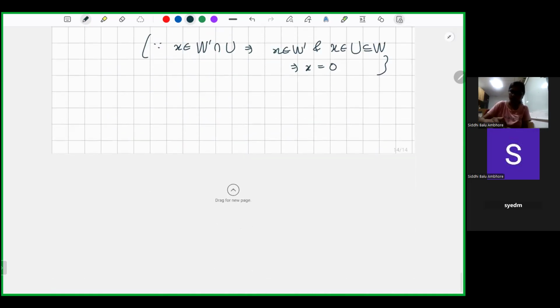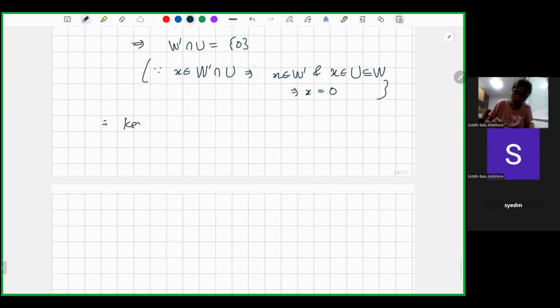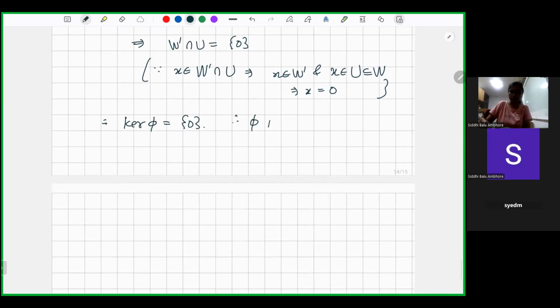So therefore kernel of P is 0. So therefore P is injective.